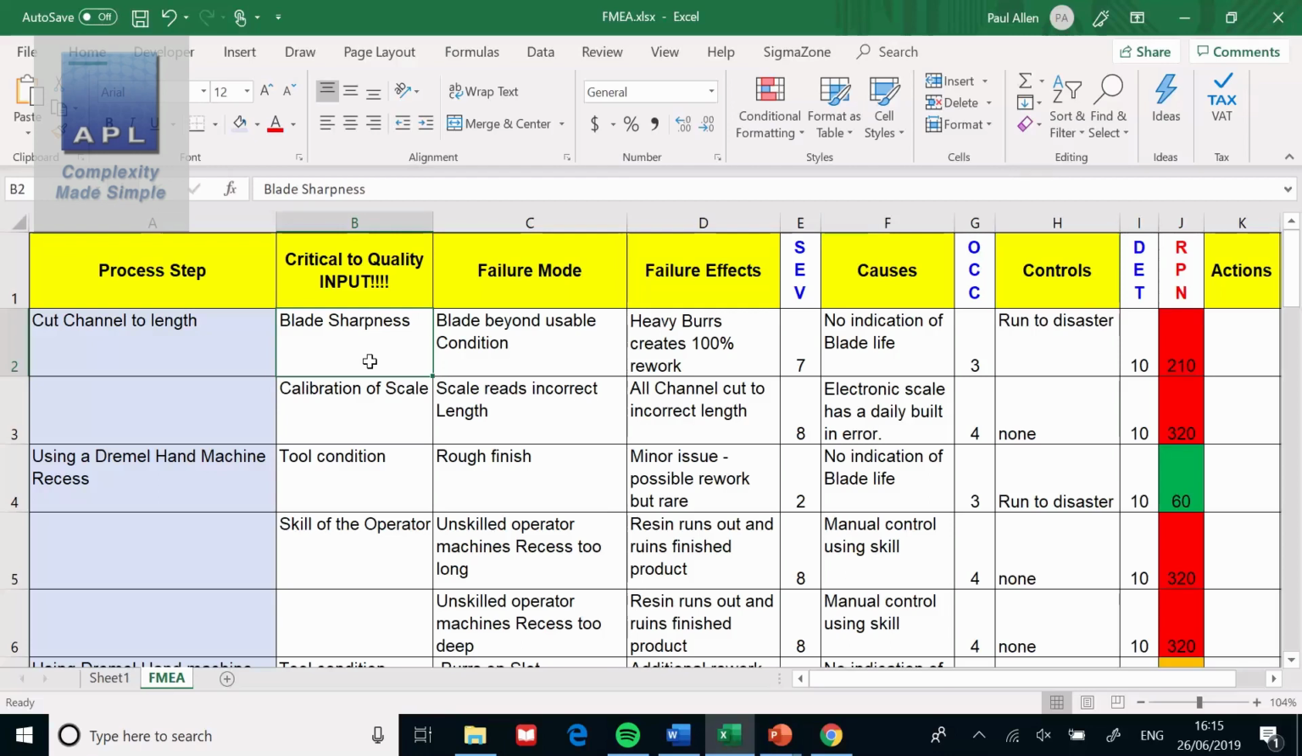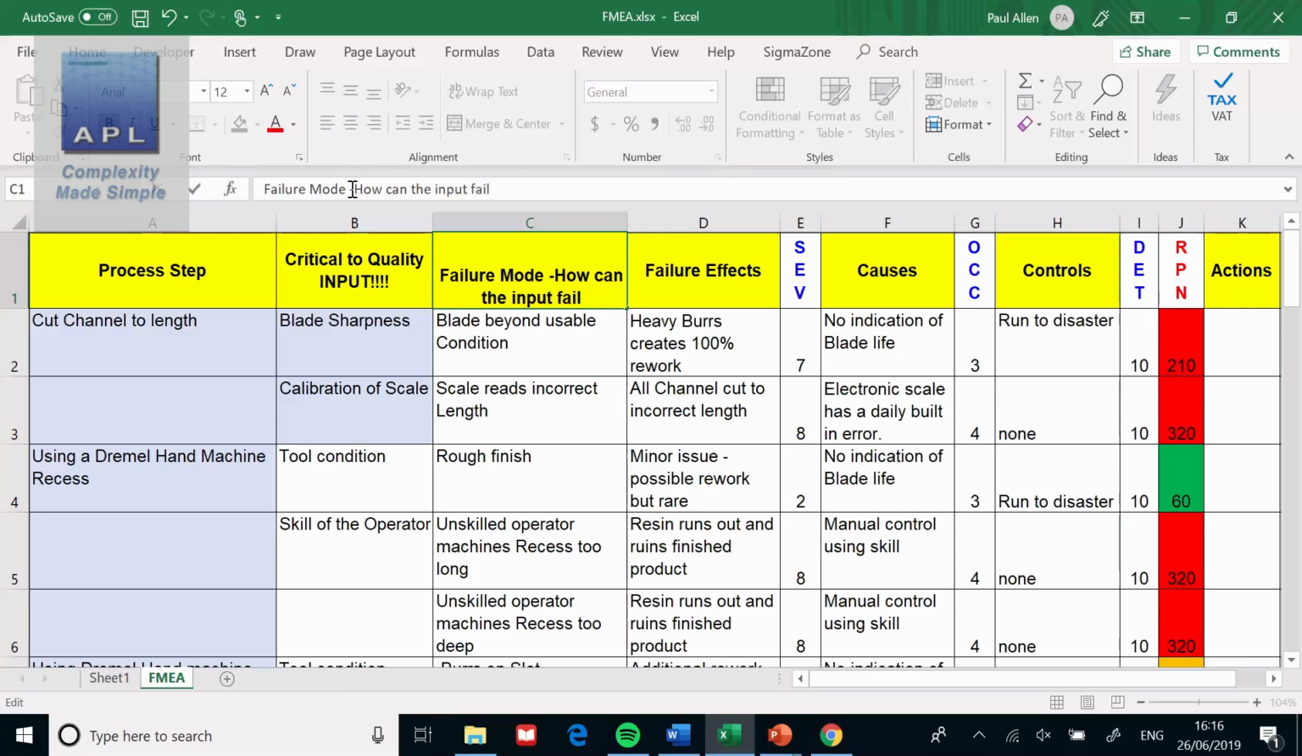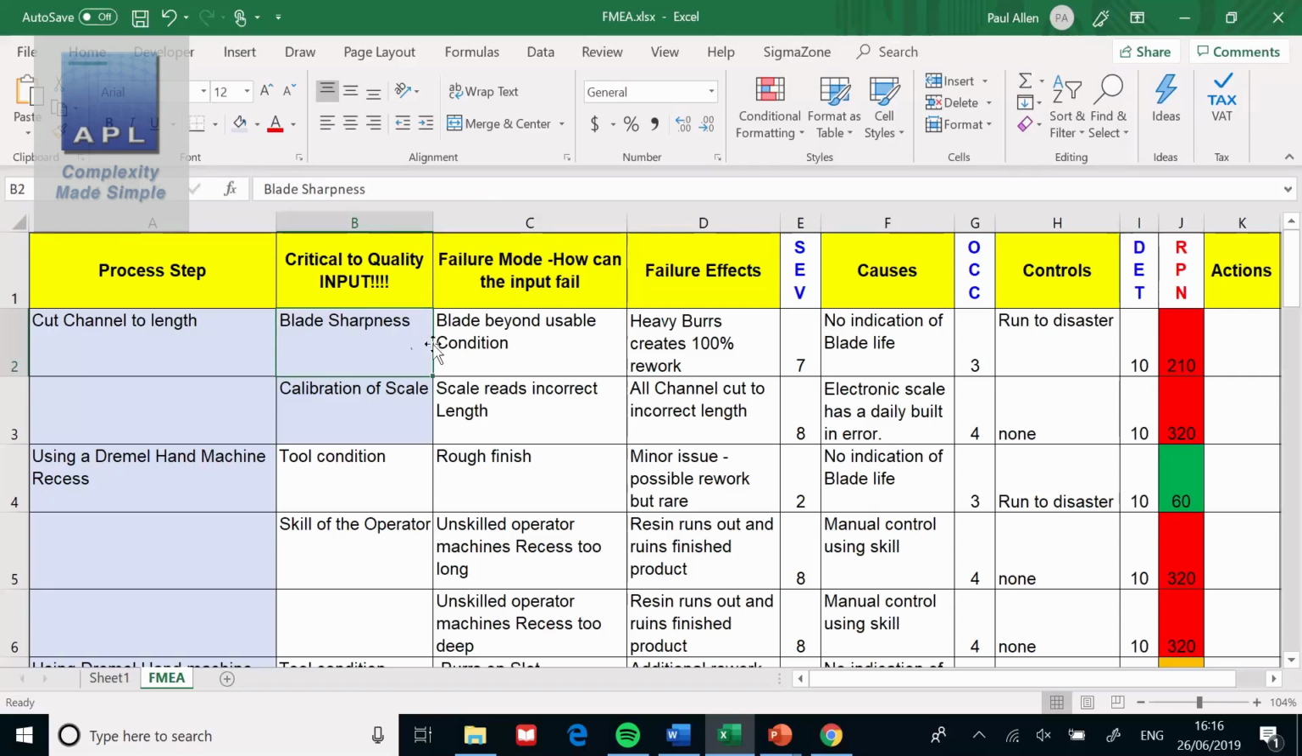Then, having looked at those two, we just colour those in, and then it says, if we don't have sharpness, what will we get? Well, if the blade sharpness goes wrong, that's the failure mode. Again, how can the input fail? The input was blade sharpness. How can the input fail? Well, the blade goes beyond its usable condition. That's the failure mode for the input side.